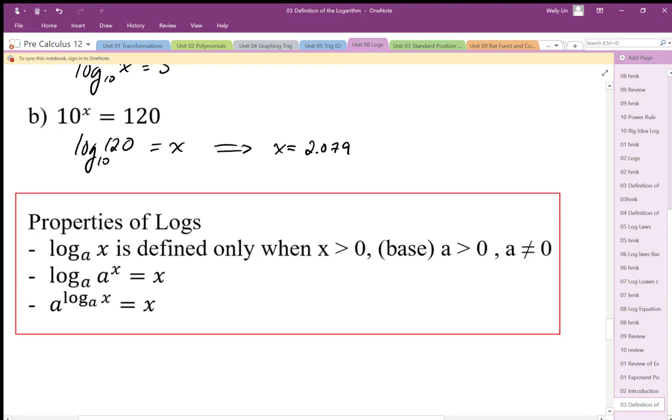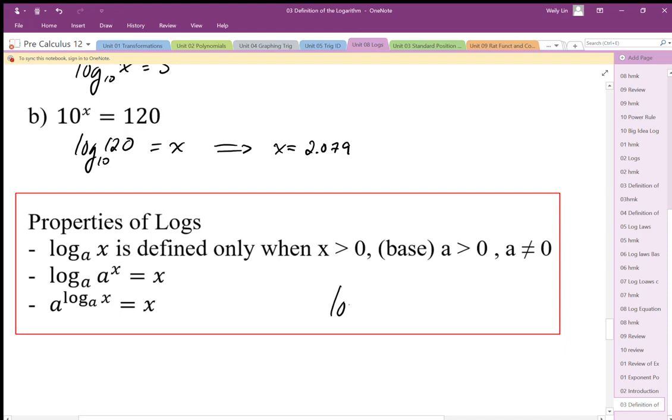So lastly here, there are some properties of logs that we should start getting to know. Okay, so the log is only defined when x is bigger than 0, and the base has to be bigger than 0. We run into real big problems when the base is negative or 0. Okay, so we never define logs with bases less than 0. So that's a restriction on the domain of the base and the argument. Okay, and I'll give you an explanation why.